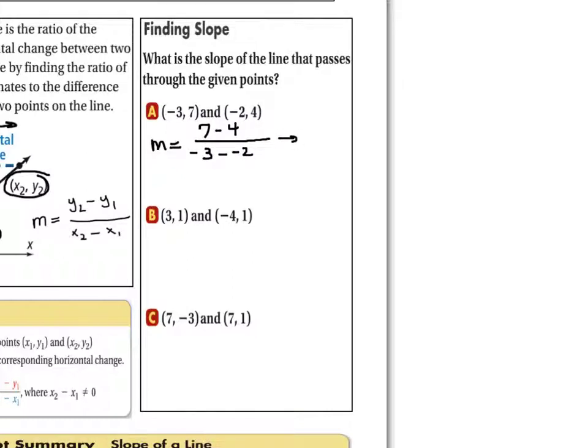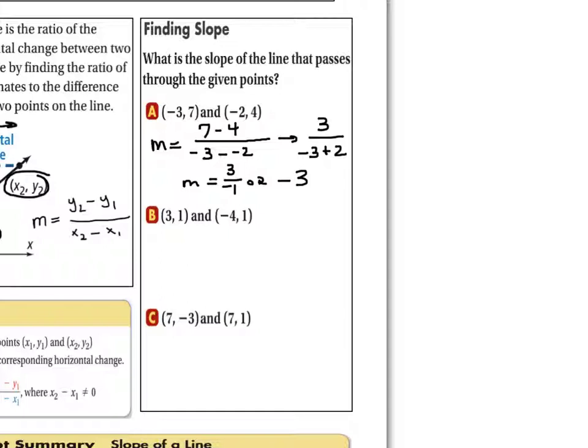7 minus 4 is 3. On the bottom, I've got negative 3 and two minus signs right next to each other. They cancel out and become a positive, which is negative 3 plus 2. So the slope here is 3 over negative 1, or negative 3. Okay, letter B.